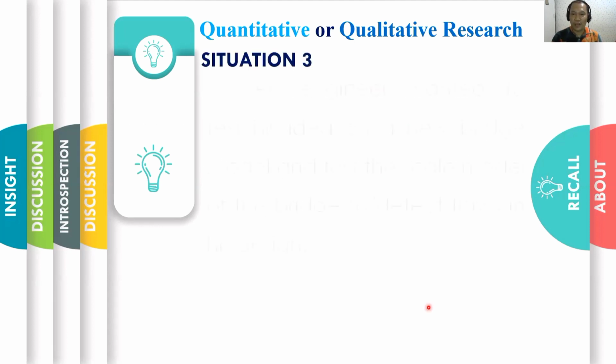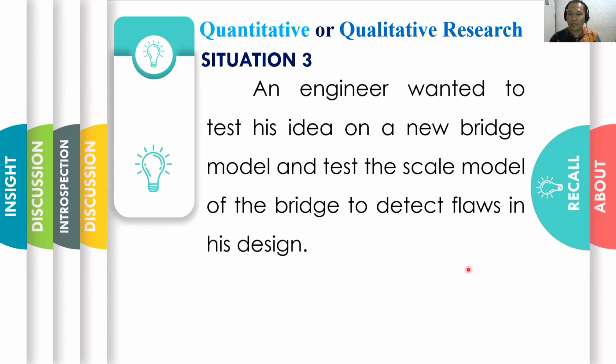Situation number three. An engineer wanted to test his idea on a new bridge model and test the scale model of the bridge to detect flaws in his design. Therefore, in this case, we are going to use quantitative research. This is an experimental type of research.